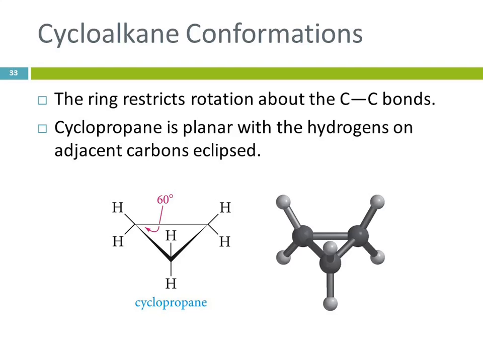Cycloalkanes have conformations as well. Because of the ring, we can't get rotation around these bonds. And so they can't twist around. And so we end up with adjacent carbons being in the eclipsed conformation. There's no possibility for anything else. So you can't rotate this one because this is restricting it.